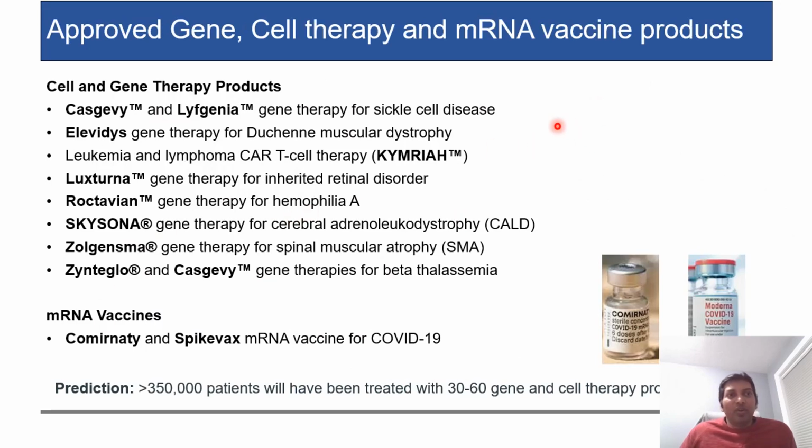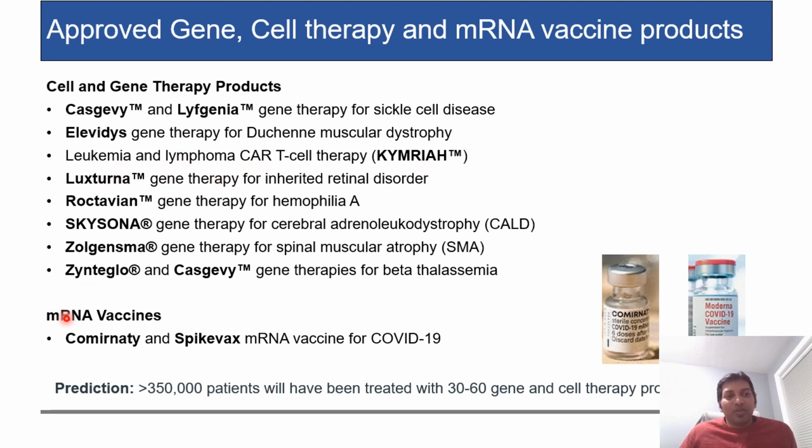When we look at cell and gene therapy products along with mRNA vaccine products, it used to be a very small number two years ago, but right now we have a lot more products being approved in the cell and gene therapy space. Primarily with gene editing, the Cas-GUL, which has been recently approved to treat sickle cell disease as well as beta thalassemia. And there are other gene therapy products, like Luxturna for the retinal disorder, one for hemophilia, and Zolgensma for SMA. At the same time, there are CAR-T products which are very specific, Kymriah for leukemia and lymphoma.